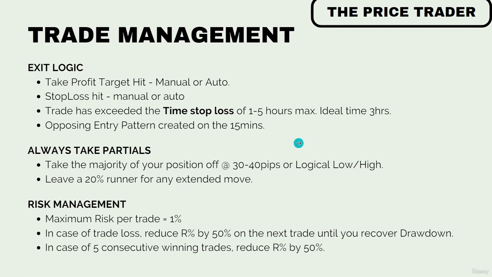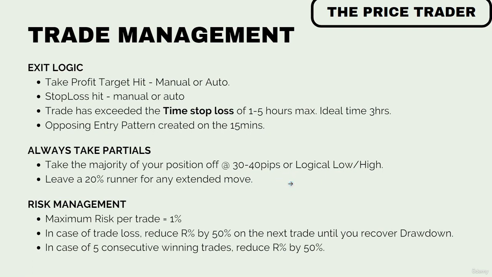The second thing, you want to always take partials. In this example I've outlined that you should take the majority of your position off at 30 to 40 pips or a logical low or high, depending on whether you're buying or selling. When I say majority, that is up to you, but you can do half, you can do more than half, maybe 60 or even 80% of your position, and book your profits. Then you can leave the rest as a runner for any extended move.